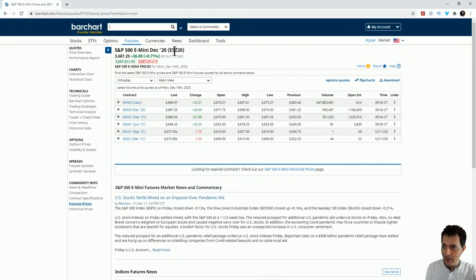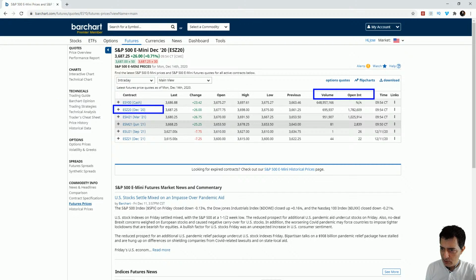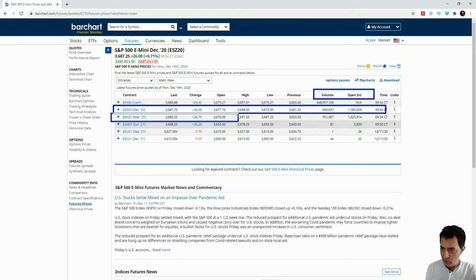interesting. Okay, so well, let me make my point here, and you will see where I'm going. This website is still suggesting Z20. Okay, but when I look at volume and open interest, which are those two columns, and I look at the Z, which is this one, and I look at the H21, which is the one that expires in March 2021.